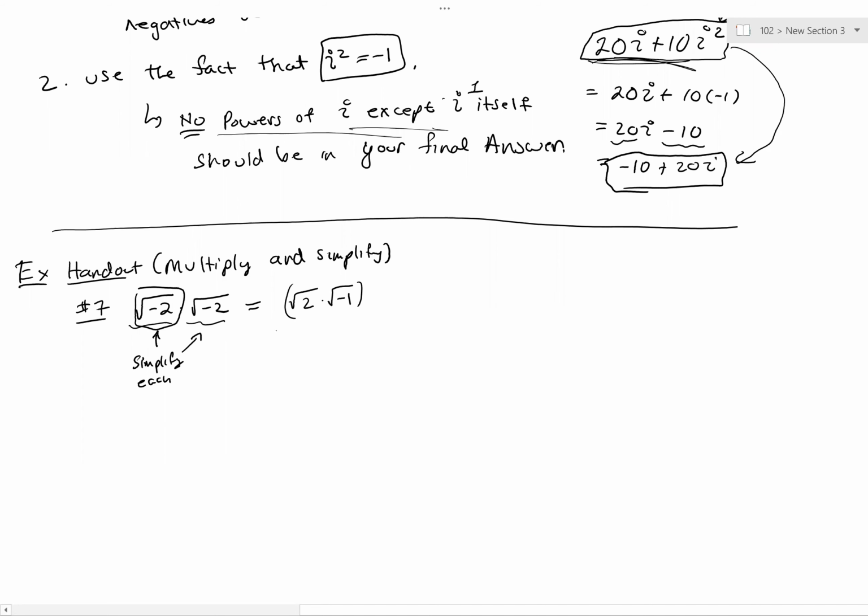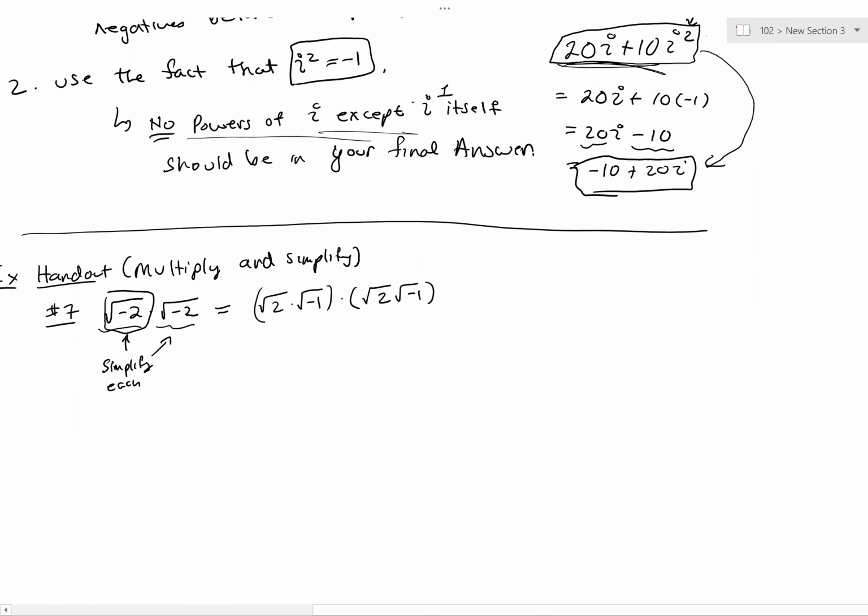So that's the first square root of 2. Then I'll have the square root of 2 times the square root of -1 once again. From here, any square root of -1 that I see, I'm going to rewrite as an i. So I'm going to have the square root of 2 times i, times the square root of 2 times i.